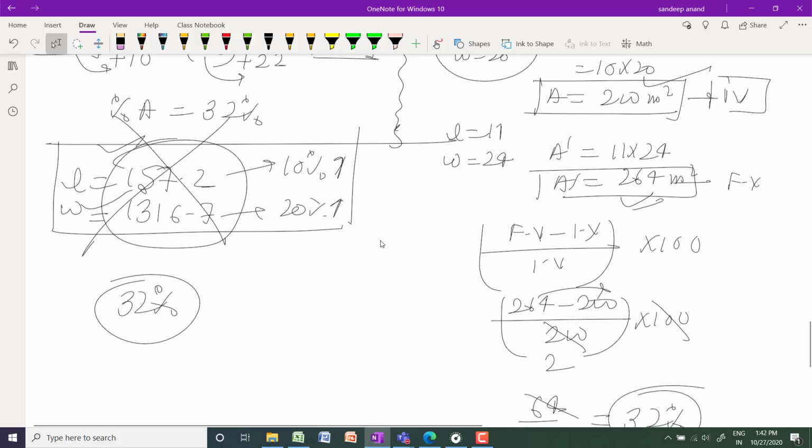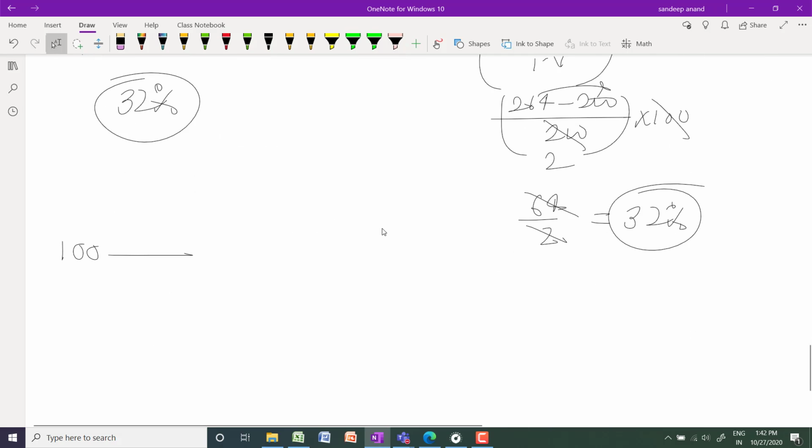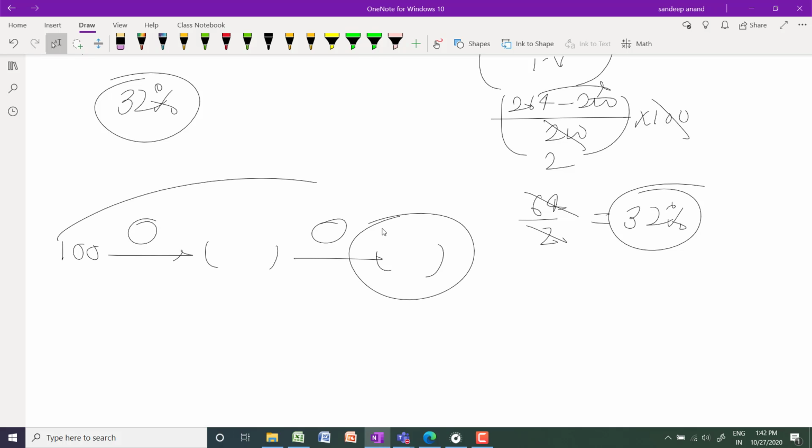That's it. So forget about this. Whatever the initial length and width given to you, you need not calculate the area first, then the increased value, then multiply and find the difference. You simply take initially 100. Whatever the change is given to you, simply calculate. You will get the result directly.